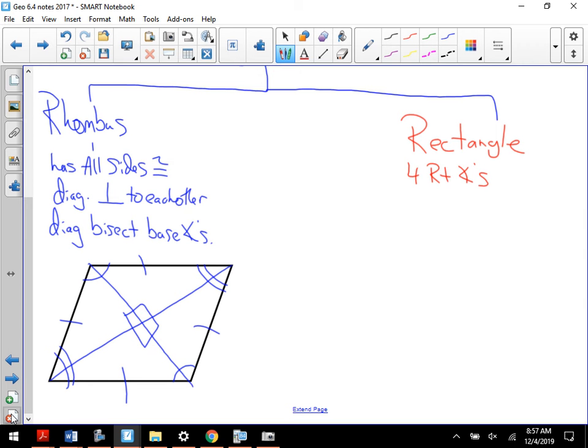Anyway, so rectangles. Back to math. The rectangles have the 4 right angles, and then the diagonals are congruent. The rectangle has congruent diagonals. There's a reason why that happens. And I think those are the only two that make them specific, if I'm not mistaken.